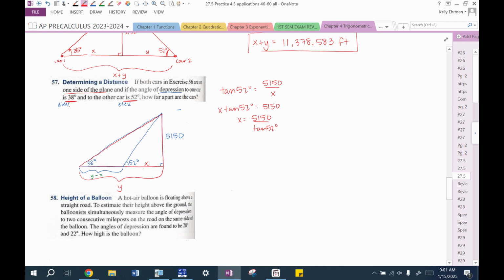And then I need to find y. So y is going to be the tangent of 38 degrees is equal to 5,150 divided by y. And we solve for y the same way. Multiply y over to get it out of the denominator. And then divide by, this time divide by the tangent of 38. And like I said, the distance between those two cars now is going to be y minus x.